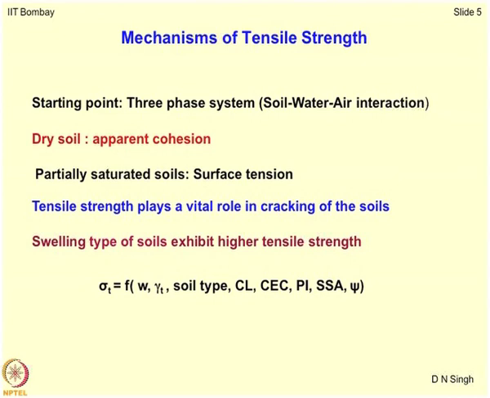Now, when we talk about these type of models, these models should be giving you tensile strength of the material as a function of moisture content, their total unit weight, soil type, mineralogy, their clay content, cation exchange capacity, plasticity index, specific surface area and total suction of the soil. So, if you put these parameters together, you can understand the mechanism of tensile strength of the soil. Is this okay? Any doubts here? Truly speaking, not. The first point cannot be ignored.